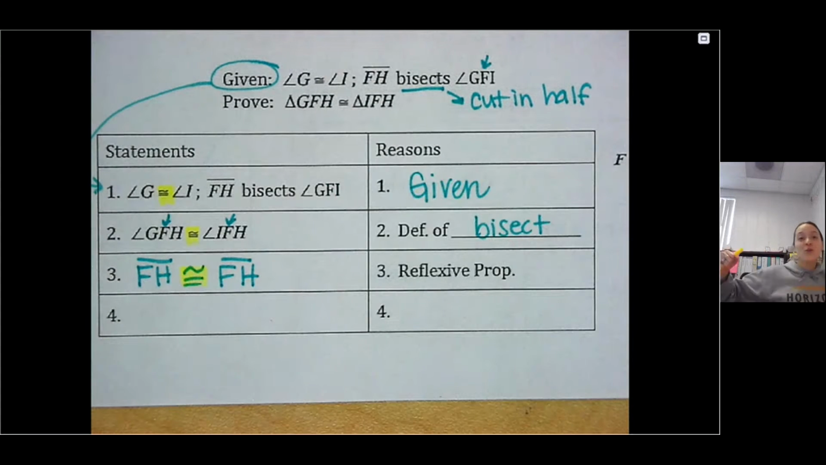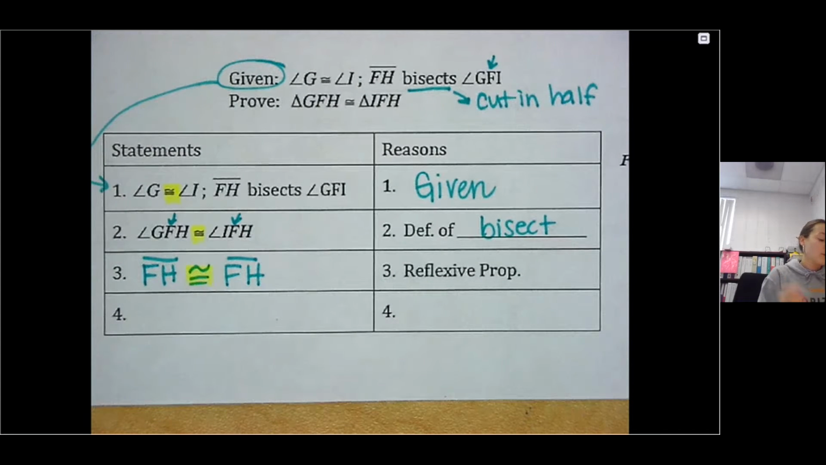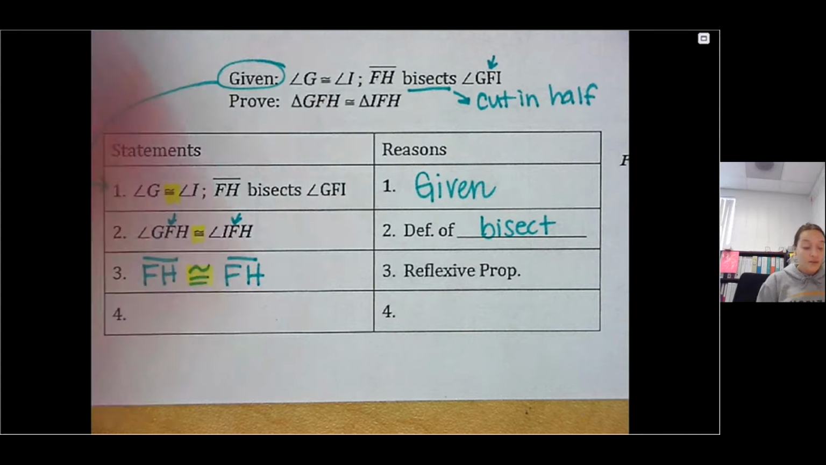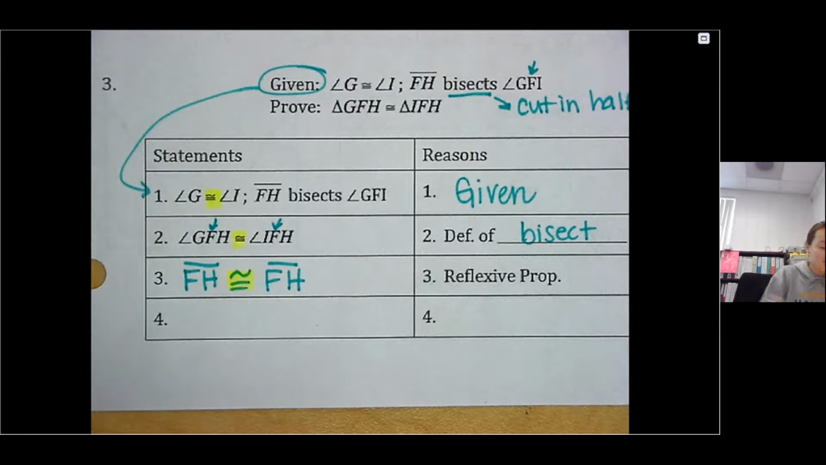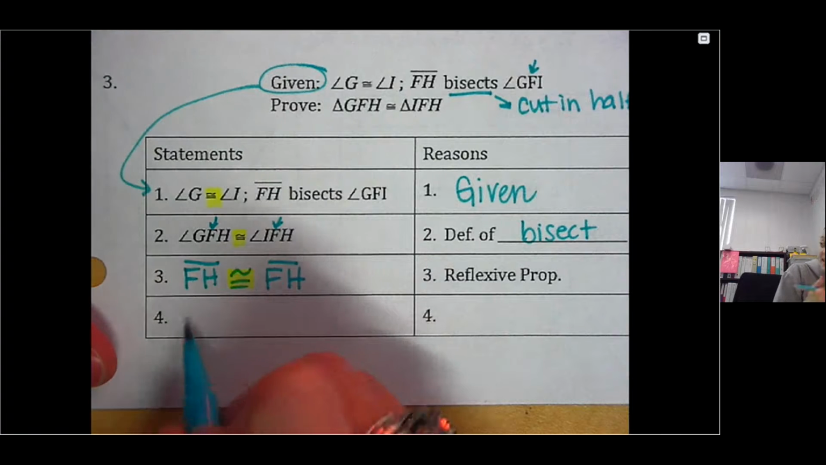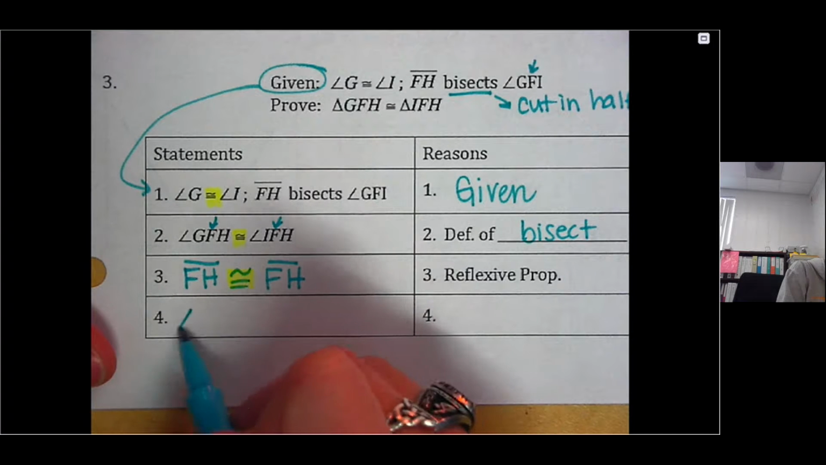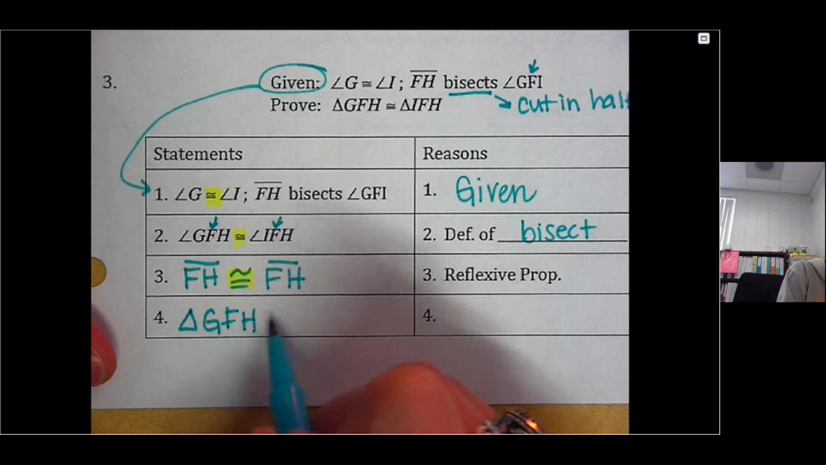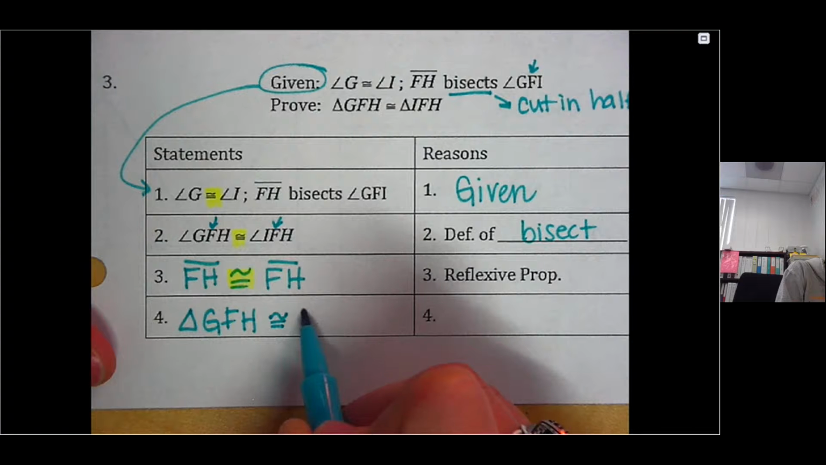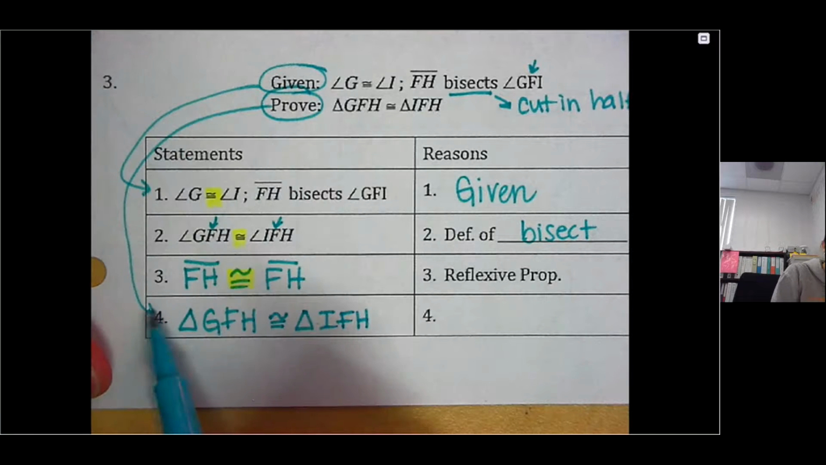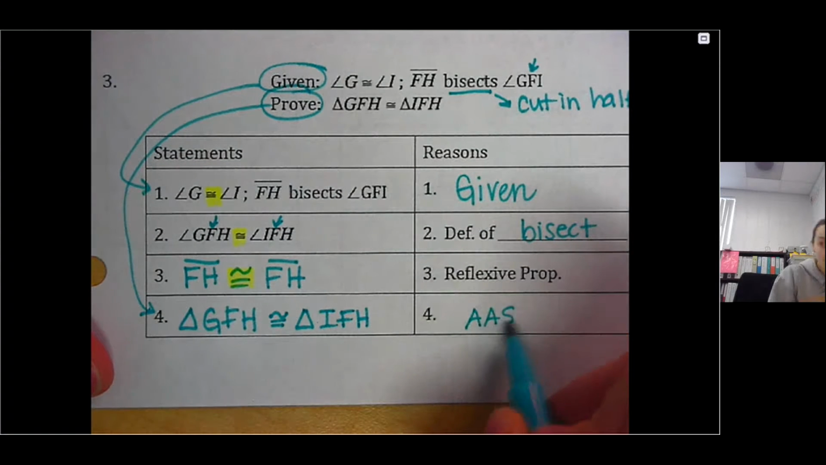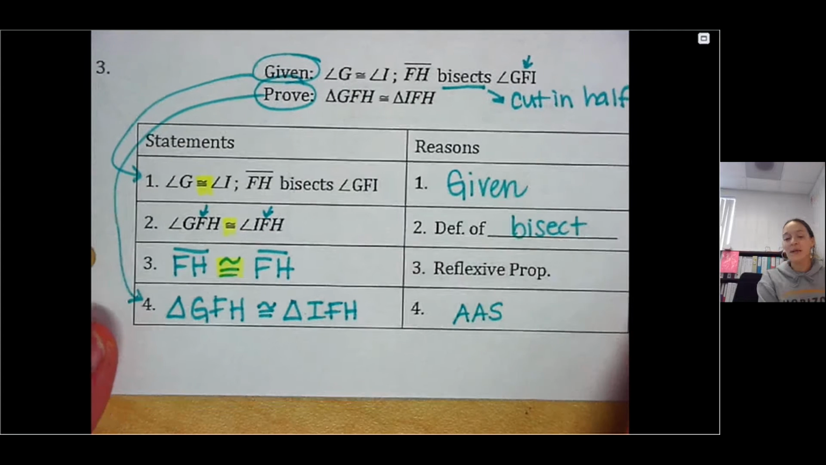So now I jump on to, yes, that's the reflexive. So reflexive is the shared side. Shared side right there. You got me for 4. Do the proof. Say it out loud. The triangle D, F, H is congruent to I, F, H. And what's the reason? Because they're congruent. AAS. So your theorem always goes as the last statement there.